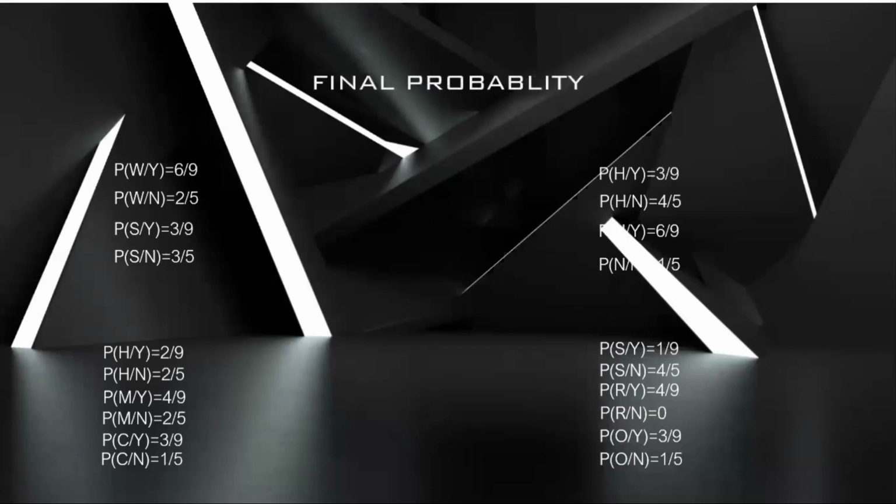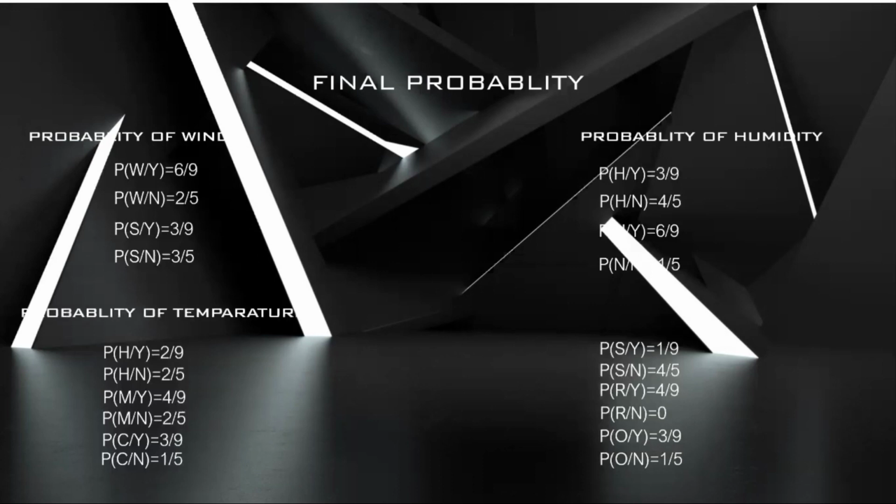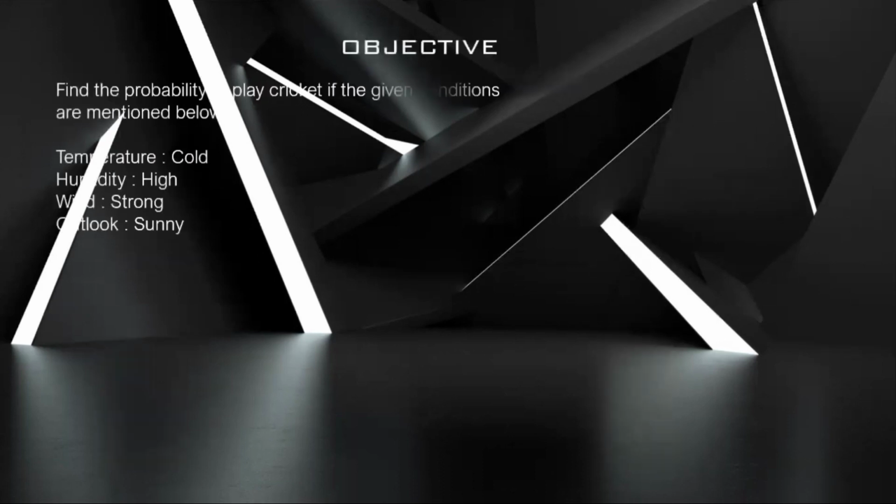So friends, now here what happens? Speaking about the final probability, now we have come across the probability of wind with all the values, probability of humidity with all the values, probability of temperature with all the values, and probability of outlook with all the values. Okay. So the question was, find the probability that I can play cricket if the given conditions are temperature is cold, high humidity, strong wind, and outlook sunny. Okay. So let's put all these variables into X. X equals sunny, cold, strong, and high.